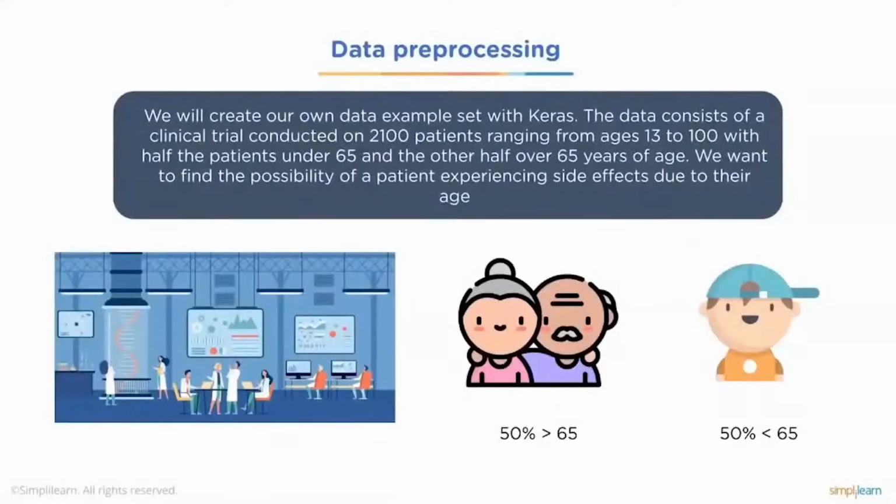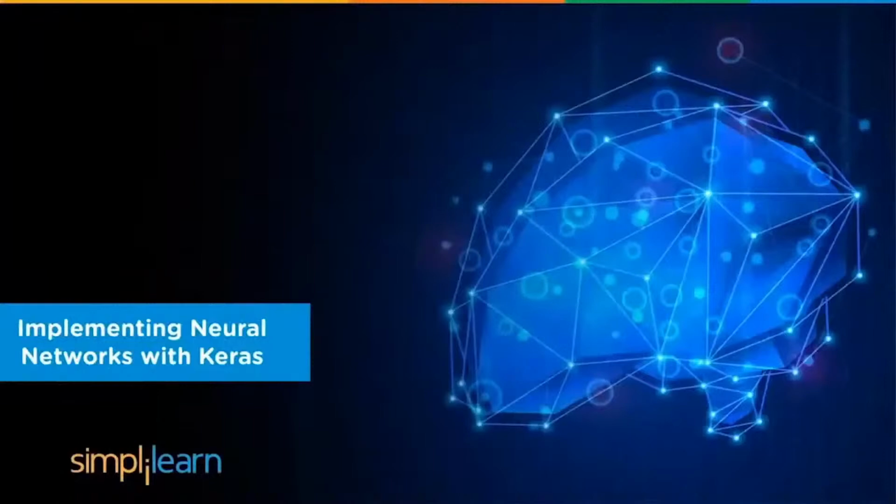So in data pre-processing, we will create our own data examples set with Keras. The data consists of a clinical trial conducted on 2,100 patients, ranging from ages 13 to 100, with half the patients under 65 and the other half over 65 years of age. We want to find the possibility of a patient experiencing side effects due to their age. And you can think of this in today's world with COVID, what's going to happen on there. And we're going to go ahead and do an example of that in our live hands-on.